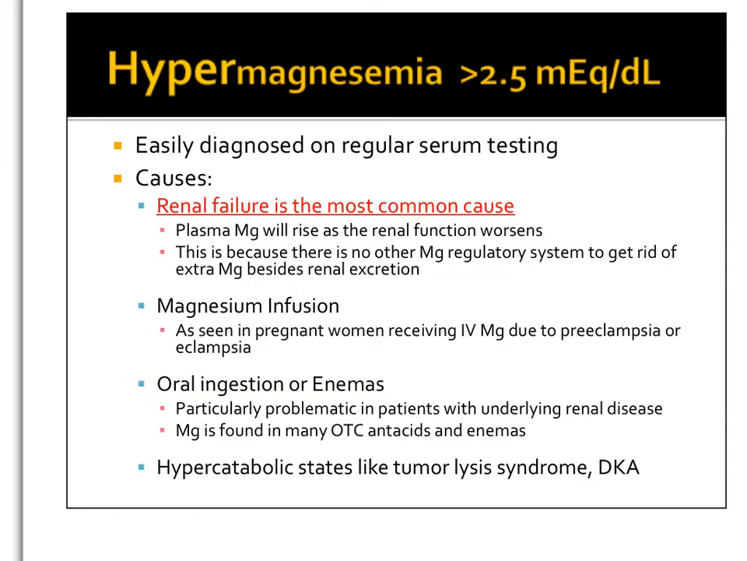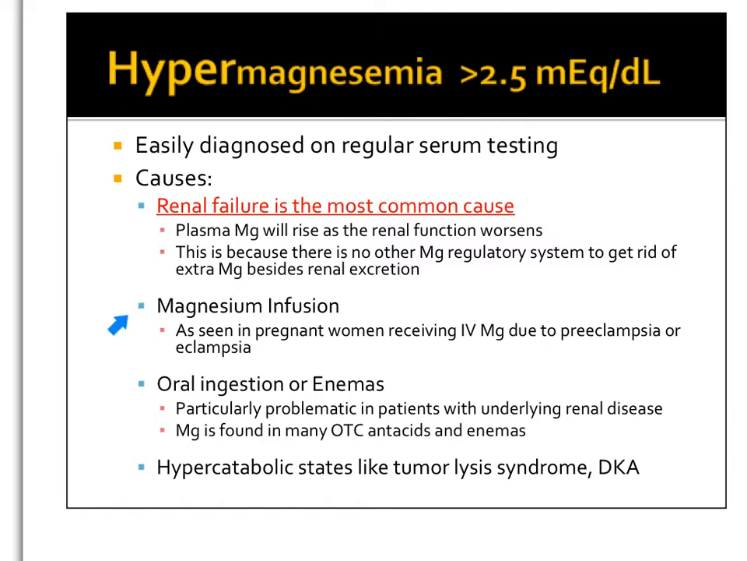All right, moving on now to hyper mag levels. Okay, this is going to be greater than 2.5. Easily diagnosed. How do you do it? You just get a mag level and see that it's high. Most common cause, renal failure. As we mentioned before, this stuff is going to be reabsorbed in the kidneys, and it's also excreted through there. So if the kidneys are not working appropriately, this can certainly lead to high levels of mag. And once again, not regulated by hormones, so if mag levels are high, there's nothing to stop or slow down reabsorption because there's no negative feedback loop here, because it's not regulated by a hormone.